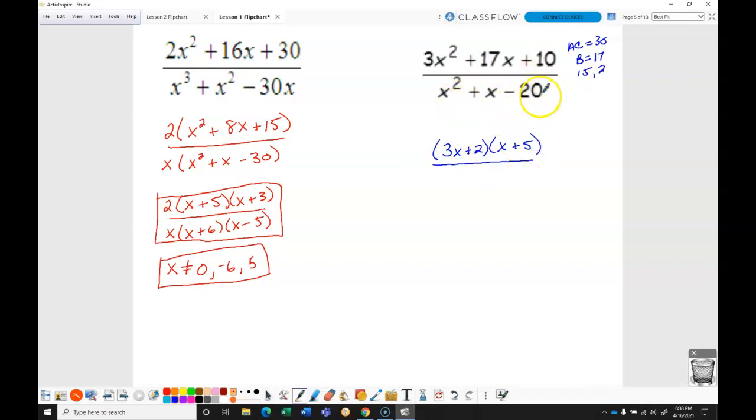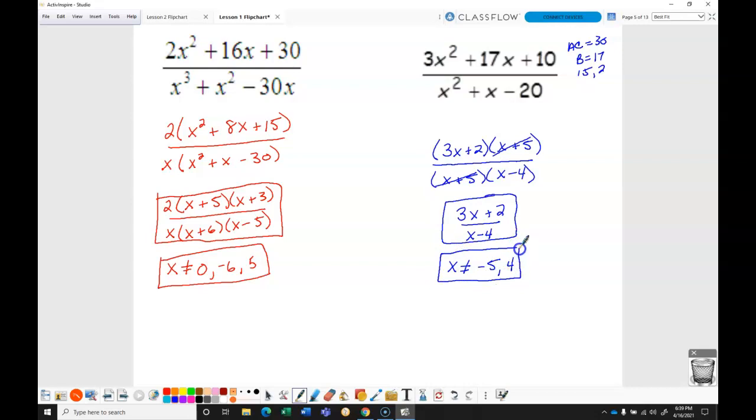The bottom one I need multiplies to negative 20 but adds up to 1. So I'm thinking x plus 5 and x minus 4. We'll do that. Okay, so my x plus 5s can cancel. So I get the simplified 3x plus 2 over x minus 4. And I say my restrictions are going to be from the factored original. So that's going to be negative 5 and positive 4. Okay, let's go ahead and try 2 more. If you aren't done copying, just pause.